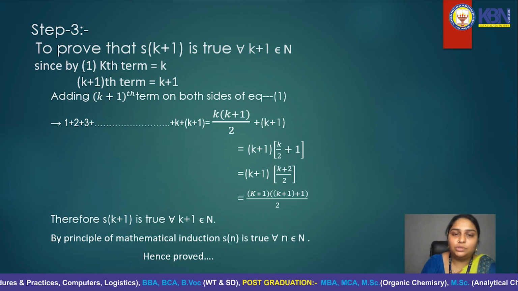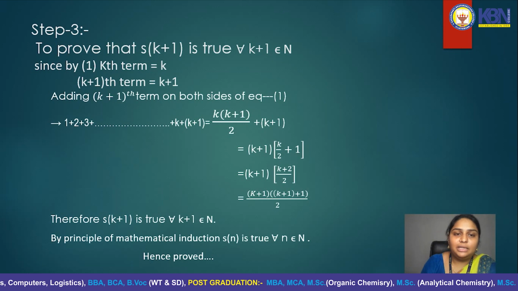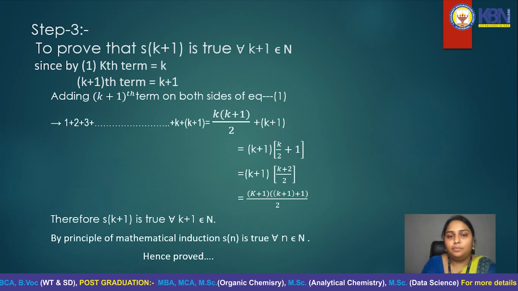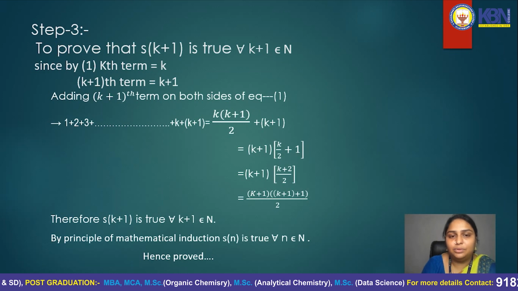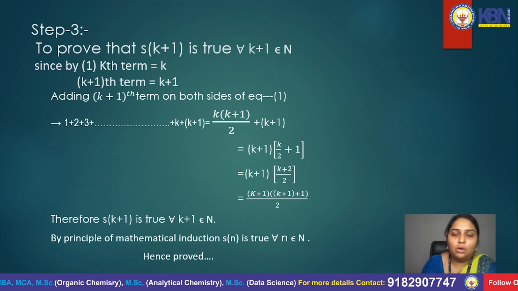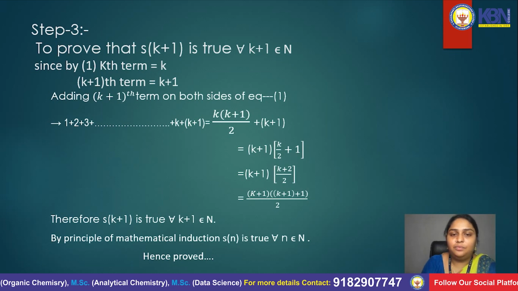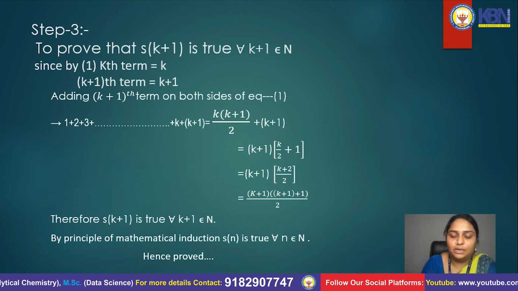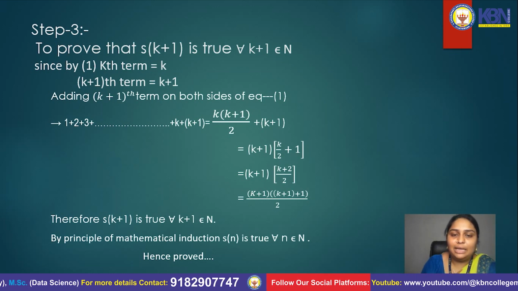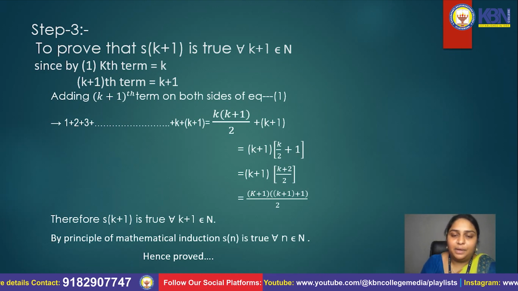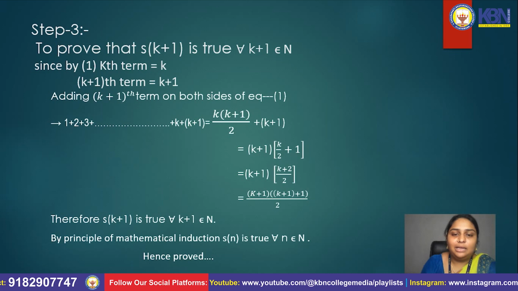Now we have to solve in such a way to get the result in the form of S of n, that is, for k plus 1. In the right hand side, we have k into k plus 1 by 2 plus k plus 1. Now we have to take the common factor k plus 1. Then in the first term we have k by 2 and in the second term we have 1. That is k by 2 plus 1. Now take the LCM, then we get k plus 1 into k plus 2 by 2. Now the second part we have k plus 2. We can write it as k plus 1 by 2.